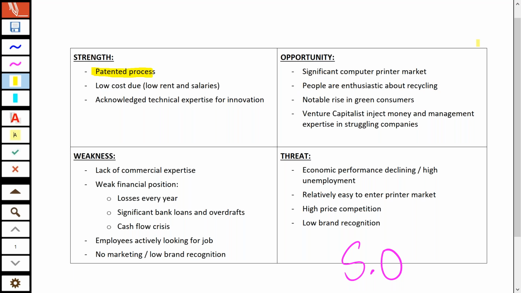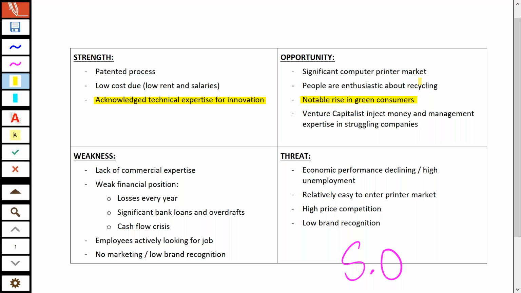Another option could be I'm a technical expertise for innovation. I'm acknowledged, I'm the best. And then there is a notable rise in green consumers. Can I somehow link these two? For example, I can say let's innovate something unique, something different in order to capture or attract green consumers. Nice, no? So this is no rocket science. As long as you think that it is your company and you own the business and you want to increase revenue, you automatically will start thinking and come up with ideas in order to maximize your revenues and profits.